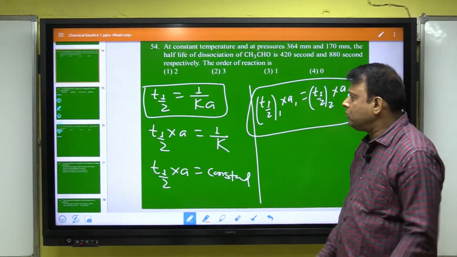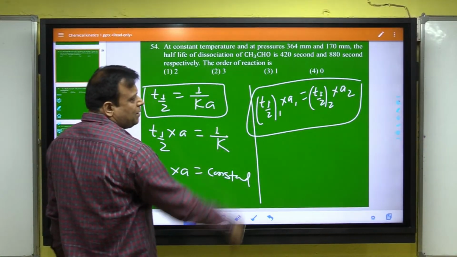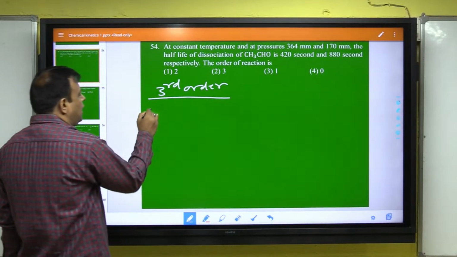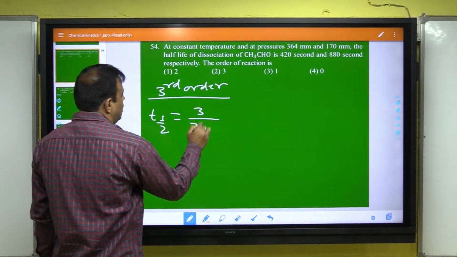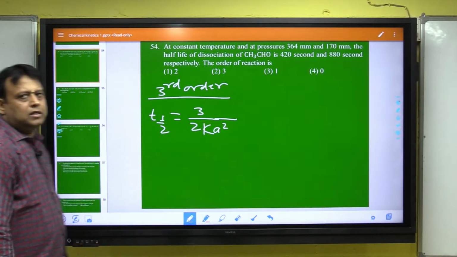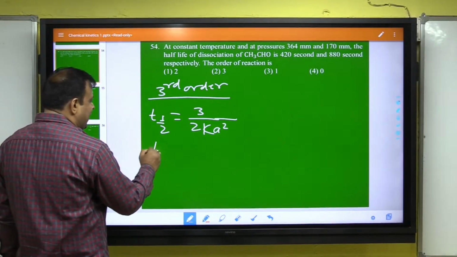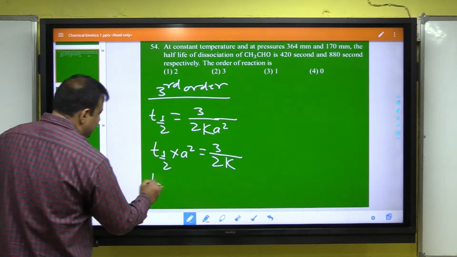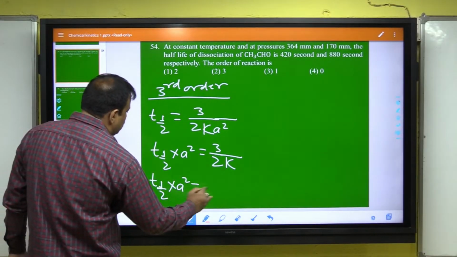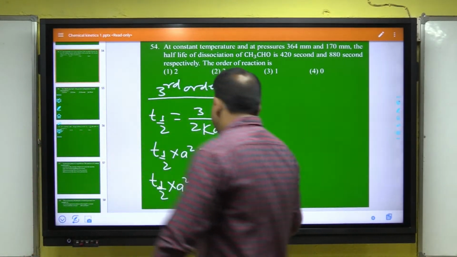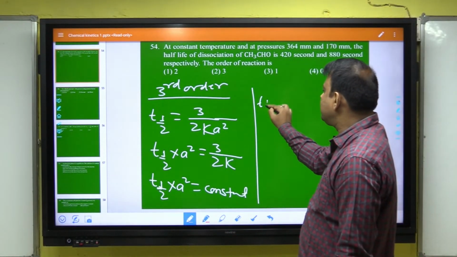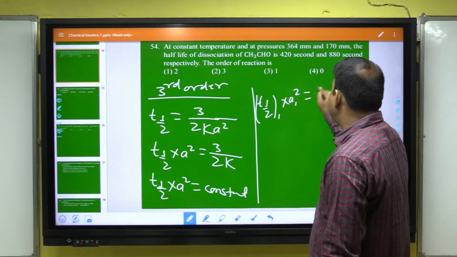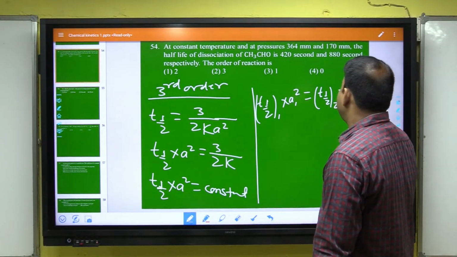और थर्ड ऑर्डर को मैं दिखा रहा हूं। लिसन, ये ओनली एप्लीकेबल फॉर सेकेंड। नाउ थर्ड ऑर्डर, in third order half life is equal to 3/2 Ka squared, and hence T half into A squared is equal to 3/2 K. That means T half into A squared is equal to constant, and hence it may be written as, listen, T half 1 into A1 squared is equal to T half 2 into A2 squared.